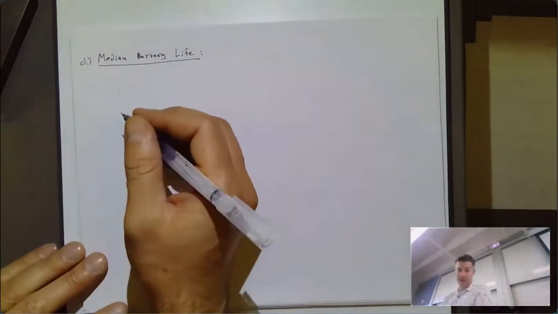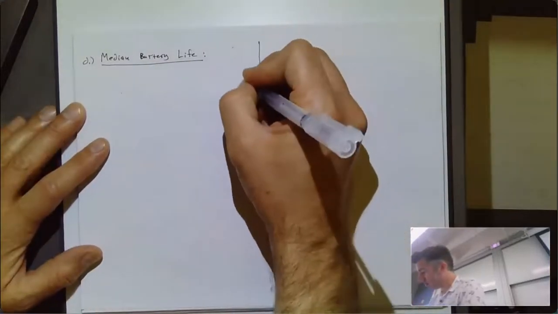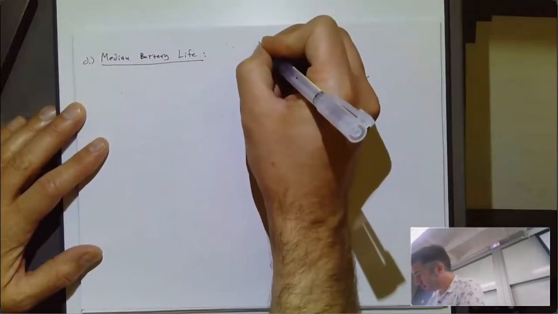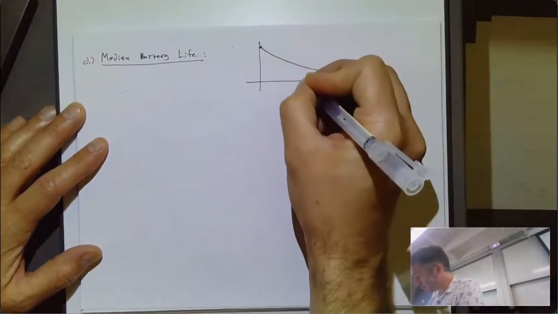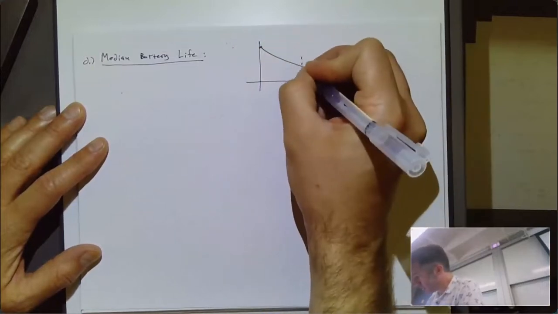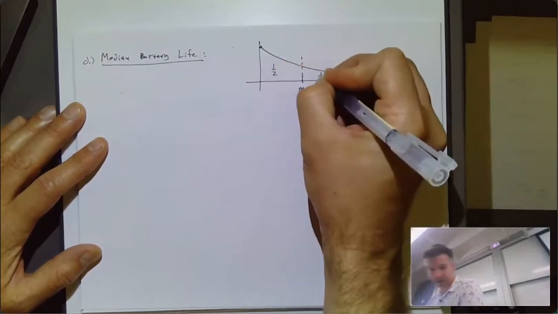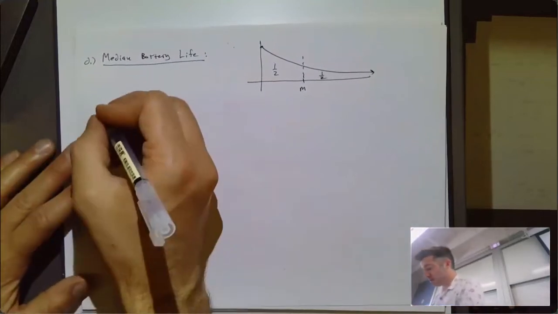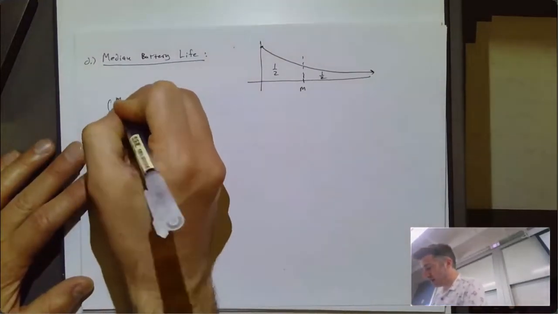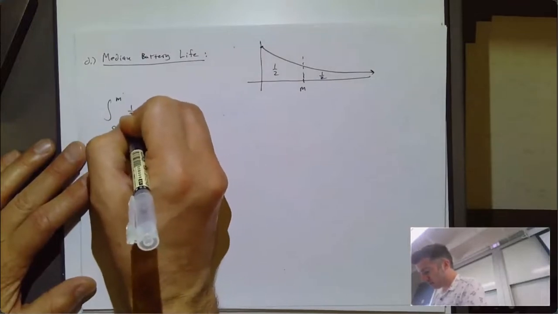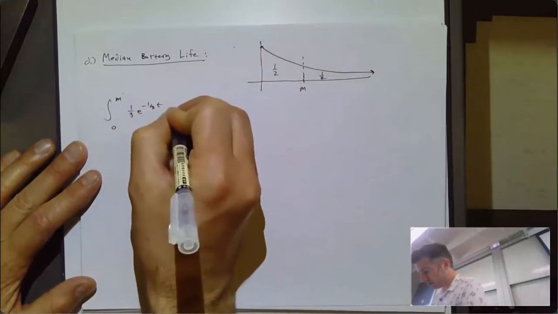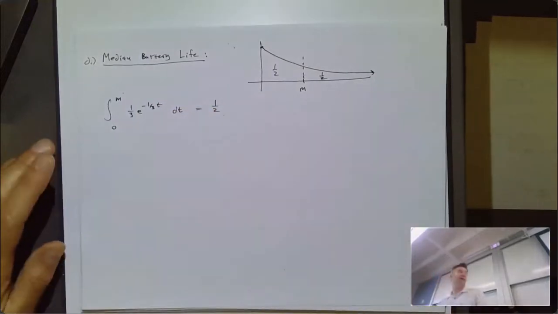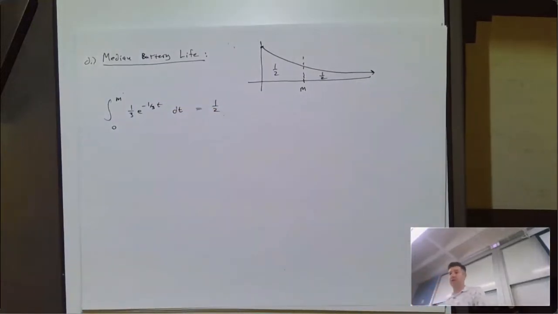So you could either do it as, let's draw this picture again. So the median, once again, is where half the area is here, half the area is over here. So I could either do the integral from 0 to m of my PDF equal to 1/2, or I could do the integral from m to infinity equal to 1/2. I wonder which one I'm going to do, right? We're going to do the easier one. Always do the easier one.